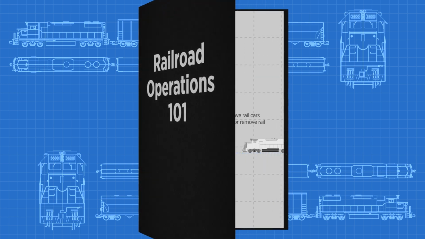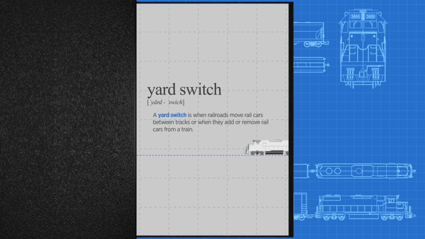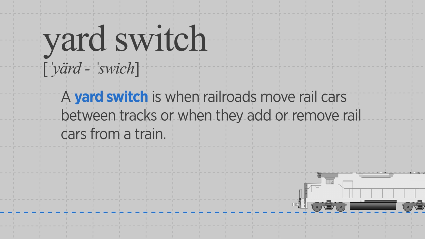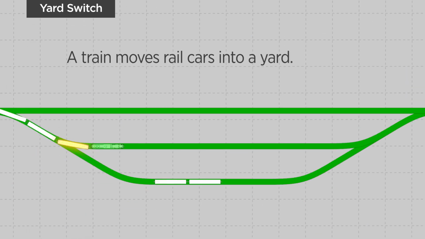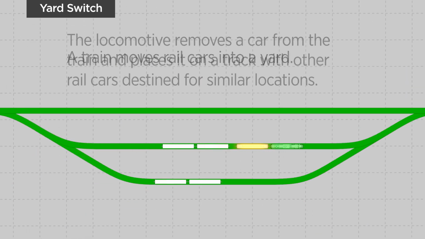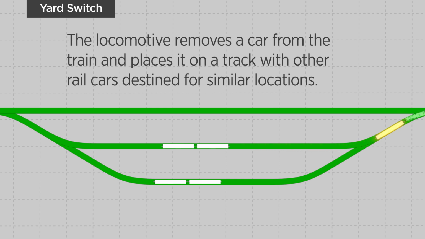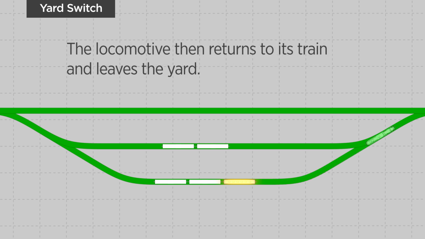A rail car can be part of several different trains as it moves from its origin to its ultimate destination. A yard switch is when railroads move rail cars between tracks or when they add or remove rail cars from a train. This operation takes place in a rail yard where railroads assemble and disassemble trains. Let's take a look at how this happens. A train moves rail cars into a yard. The locomotive removes a car from the train and places it on a track with other rail cars destined for similar locations. The locomotive then returns to its train and leaves the yard.